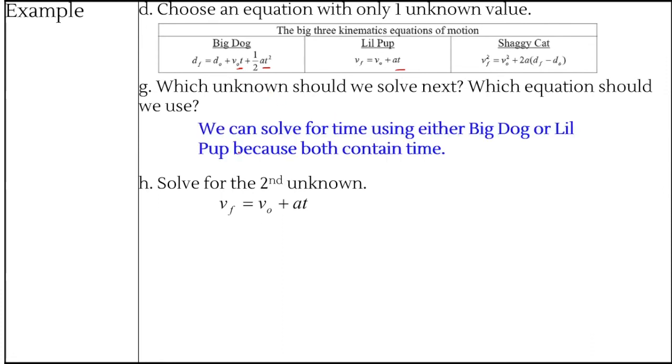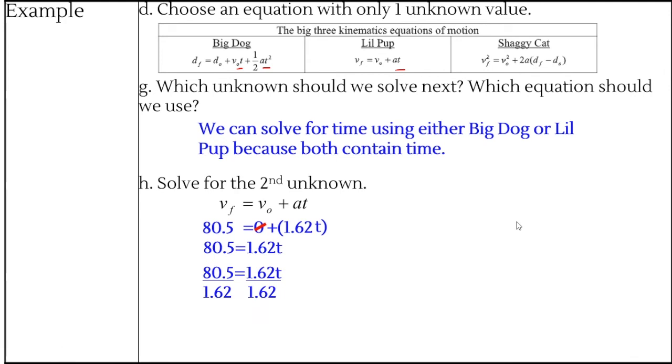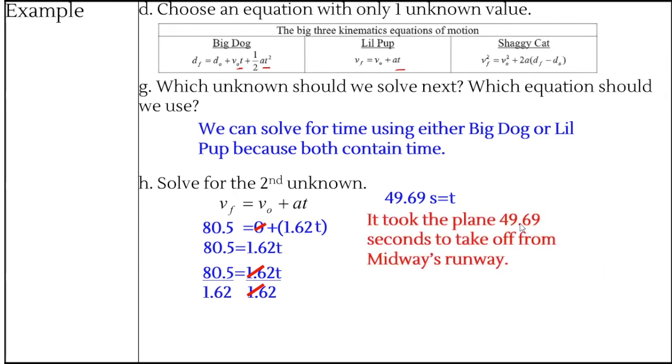So here's our equation below. VF equals VO plus AT. We're going to go ahead and plug in our numbers just like we did before. 80.5 for VF, 0 for VO, and then A we just solved for is 1.62, and T we don't know, so we'll leave as T. 0 just goes away, so we're left with 80.5 is equal to 1.62 T. And we get 80.5 divided by 1.62. That's going to give us a time of 49.69 seconds. And what that time is telling us is that it took the plane 49.69 seconds to take off from Midway Airport, which is pretty reasonable.